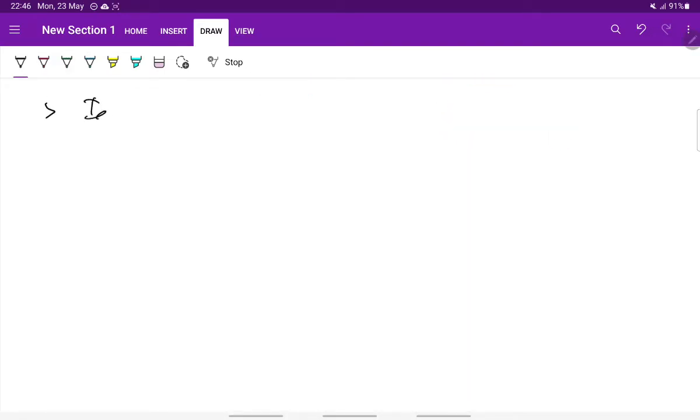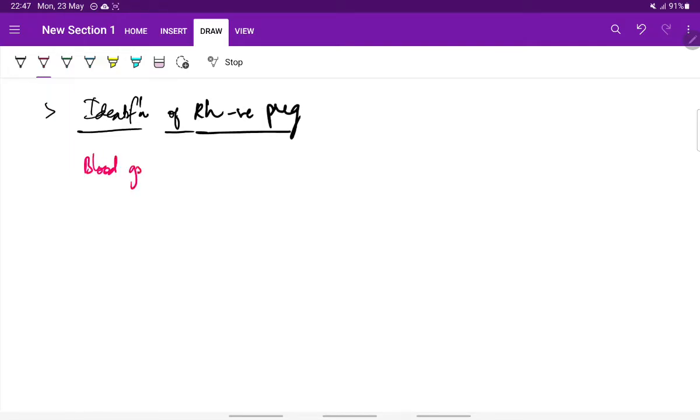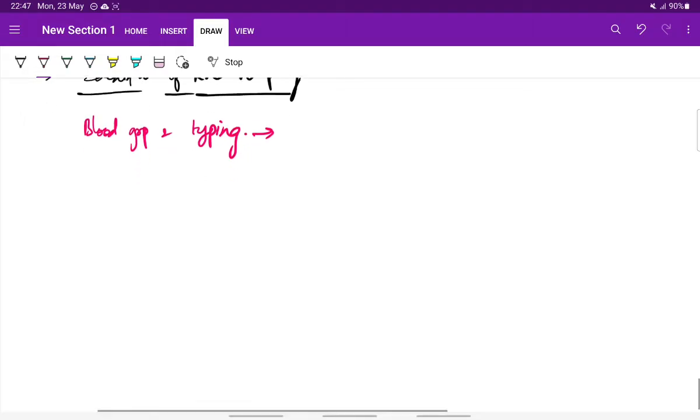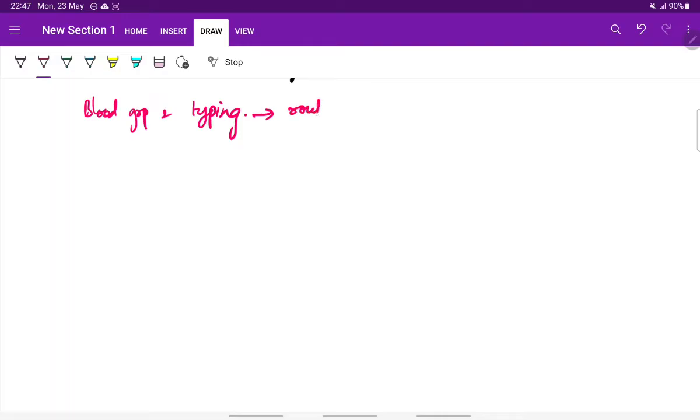Next, let's see about the identification of Rh negative pregnancy or identification of Rh isoimmunisation. The first major thing is blood grouping and typing, which is done in all antenatal checkups. This is the basic investigation to detect an Rh negative mother, and from that we can identify whether Rh isoimmunisation is present or not. So, this is performed routinely.